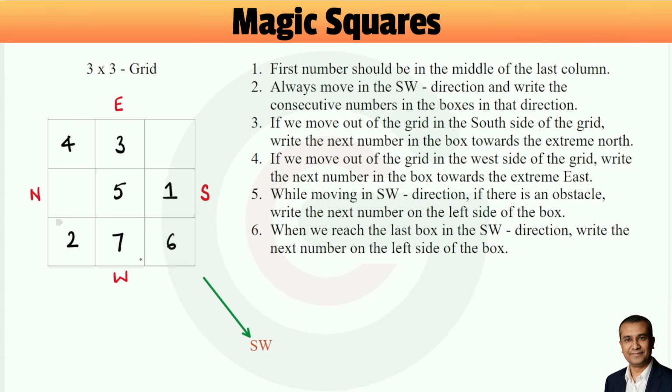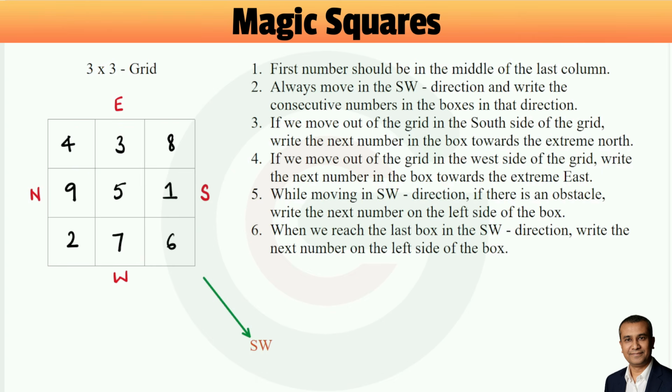Now again from 7, move towards the southwest direction diagonally. Now again here we have moved out of the grid, so here we cannot write 8. So therefore we have to move upwards towards the east and write 8 here. Again from 8, move diagonally towards the southwest direction. Again here we have moved out of the grid, so here we cannot write 9. So we have to move towards the extreme left in the north direction and then write 9. That's it. We have completed the magic square.